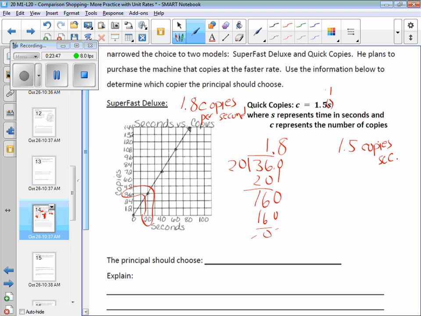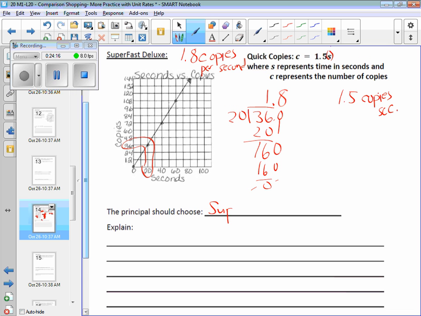Becca, which one's better? I'll take that different way in 1 second because it may also work. But if you do the unit price way or the unit method, you're comparing 1.5 to 1.8. Thorny, what do you got? Yeah, it makes more copies per second. Not by much, but still it can add up over time. So the principal should choose Super Fast Deluxe. Becca, the way that you did it, did you still get Super Fast Deluxe as the better copier?